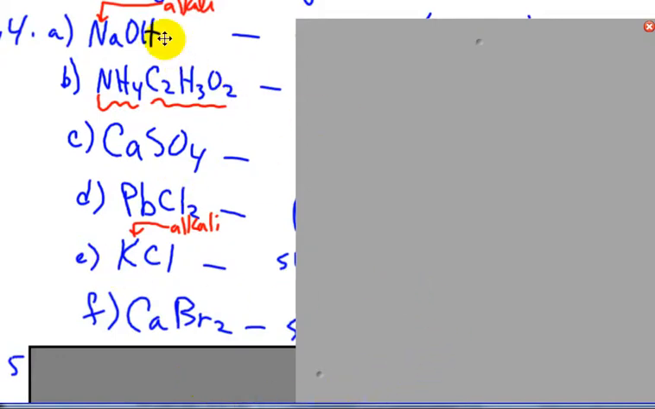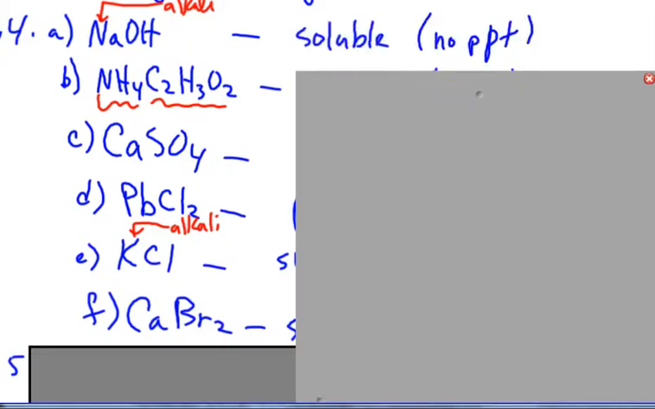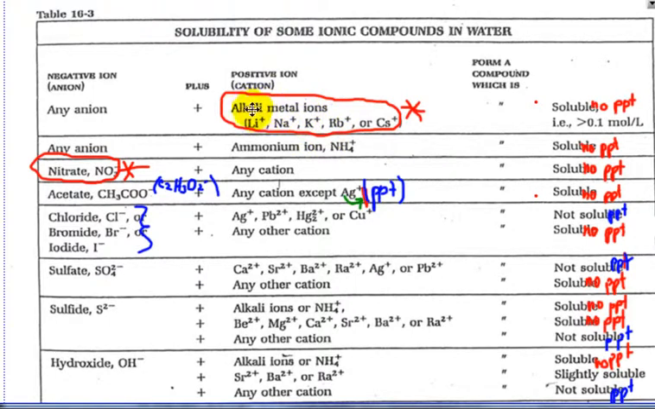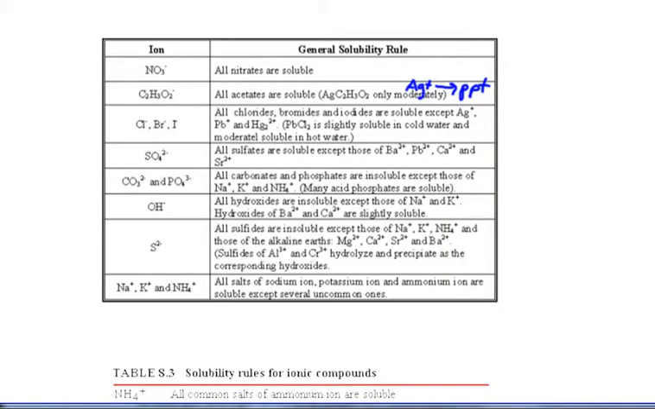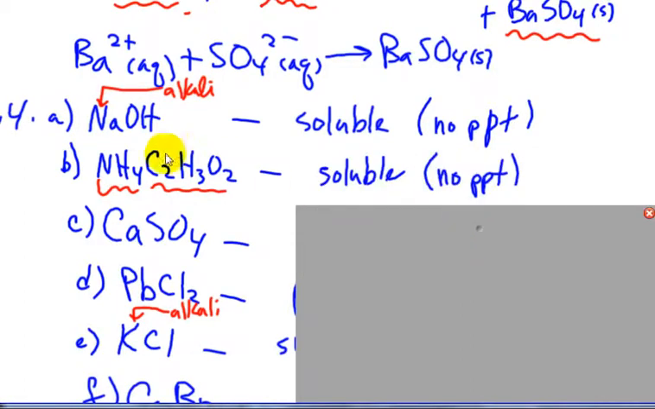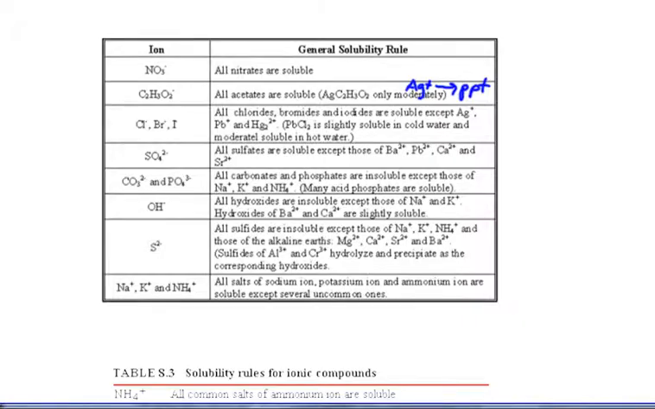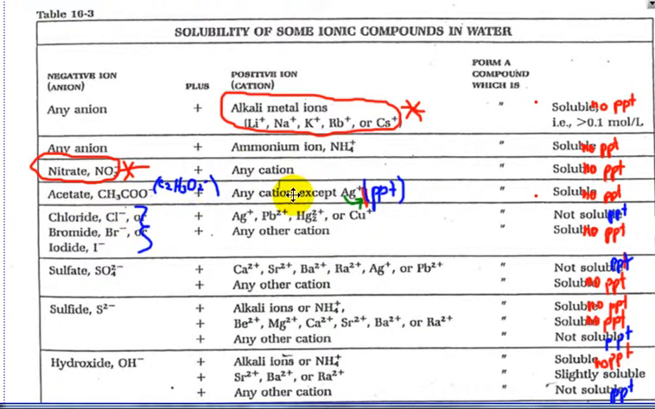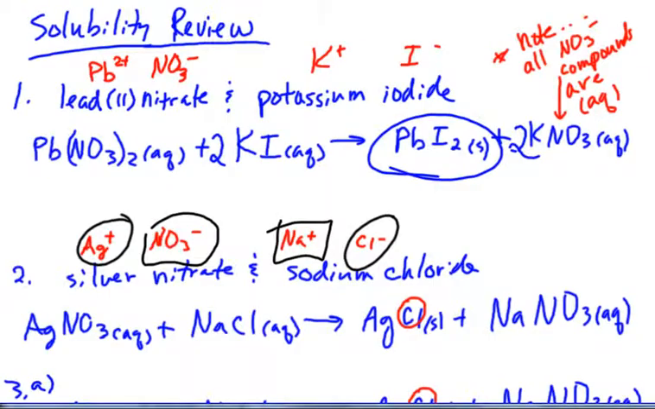If you had time to look at it, sodium hydroxide: notice here I have written that sodium is an alkali metal. Alkali metals are soluble. So if you recall over here, sodium in anything is soluble. The next one we had was ammonium acetate, NH4C2H3O2. Have a look at where that is on there. The acetate ion with everything is soluble except silver. There's a precipitate. So in this case, that is soluble as well.